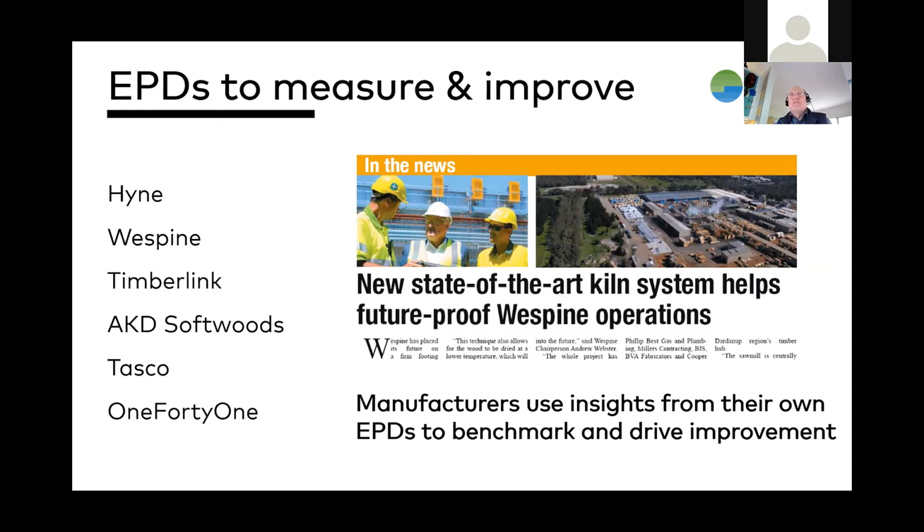So companies like Wespine, Timberlink, AKD Softwoods, other companies, they're improving their kiln drying process. A lot of them are installing rotary kilns, which are much more efficient in terms of energy efficiency, and hence less natural gas being used, less wood residue being used. So you make a saving in costs as well as savings in emissions reductions.